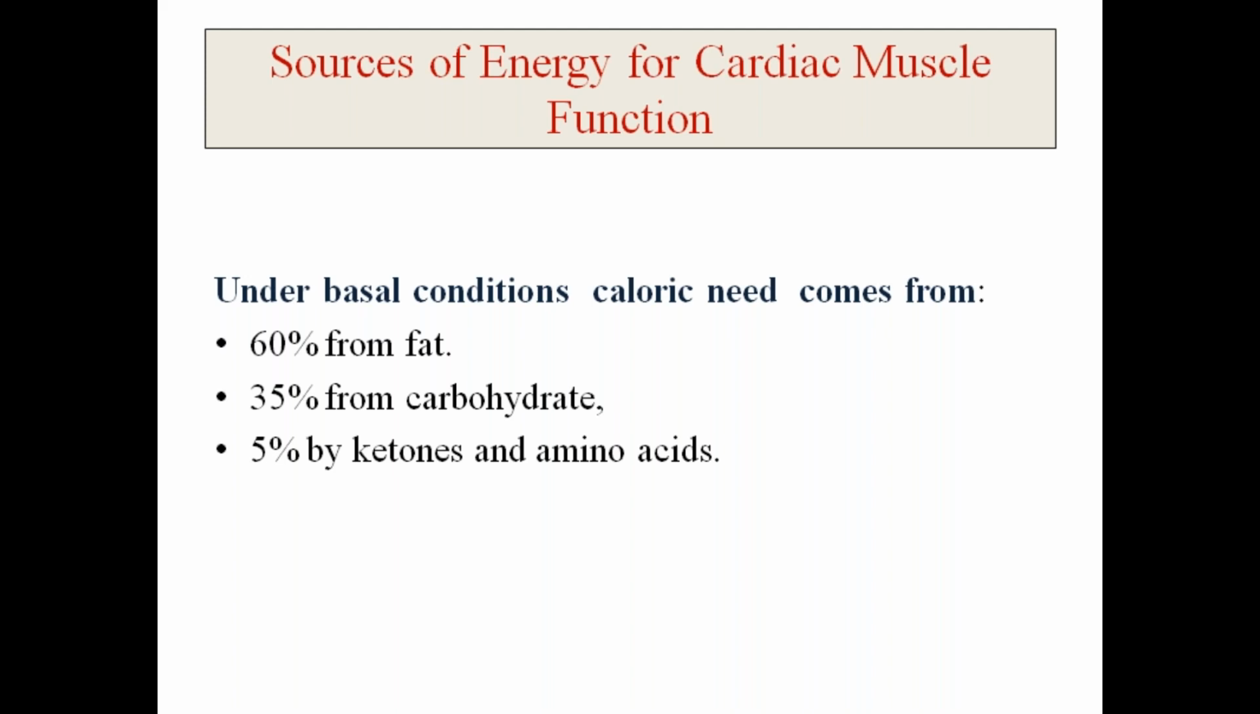Now, under basal conditions also, most of the nutrient or energy requirement of your heart comes from fat, which is a bit different from skeletal muscle. So in your heart under basal conditions, 60% of energy comes from fat, 35% from carbohydrate, and 5% of the energy of your cardiac muscle comes from ketone bodies and amino acids.